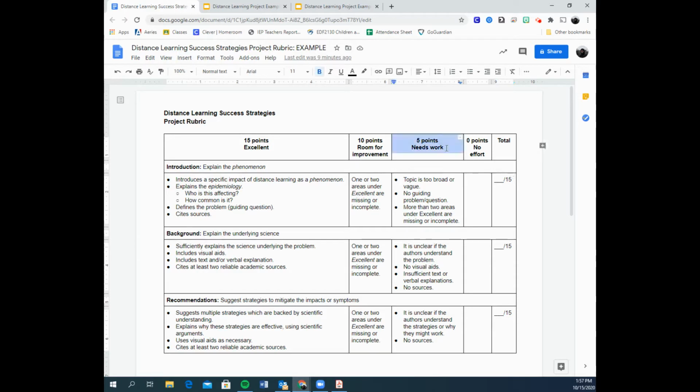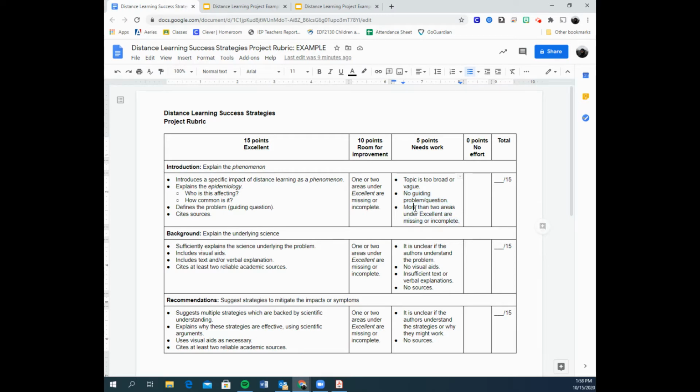Now, the category 5 points, meaning needs work, means these things. If the topic is too broad or vague, then we would bring that all the way down to 5 points. Hopefully no students have that because we've talked quite a bit about your topics. If there's no guiding problem or question, meaning they don't actually state that this is a problem that we're trying to help students with, or there's no question that they're trying to answer, meaning how do we help students with this, or how are students being affected in this way, then you would only give 5 points.